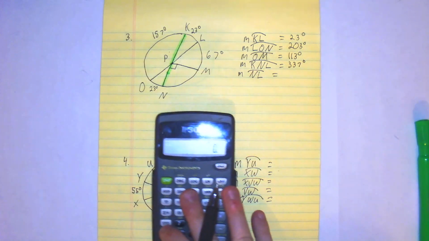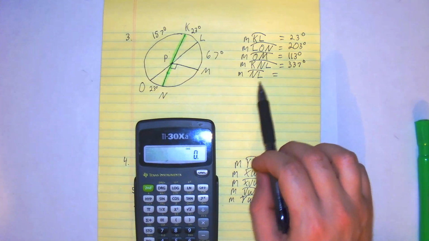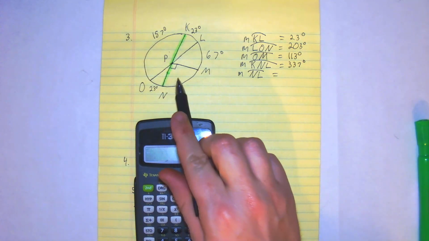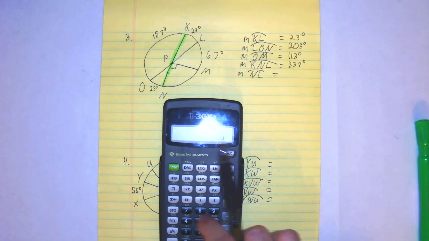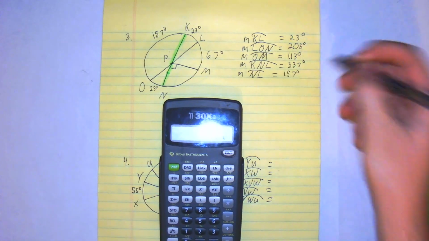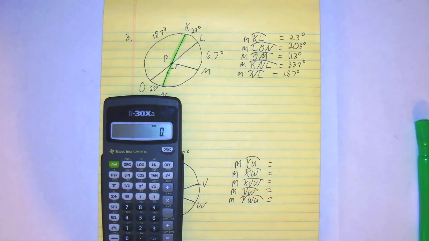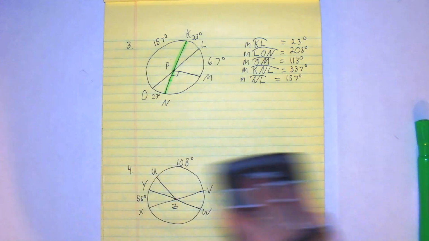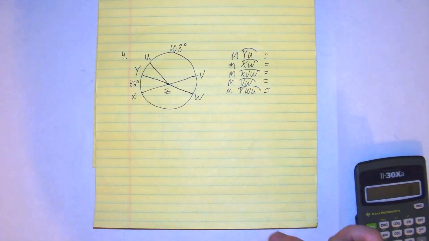Our last and final one for number 3, we're trying to find the measure of NL. NL would just be 90 degrees plus 67, which would give us 157 degrees. Ooh, you couldn't even see that on there almost. Well, alright, and that's number 3. Let's take a look at number 4.